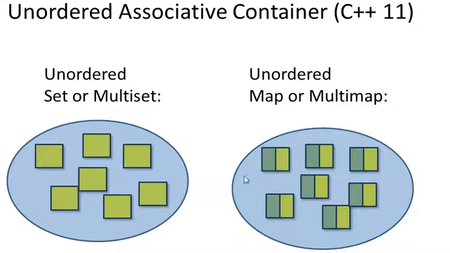C++11 introduces unordered associative containers. There are unordered set or multiset, and unordered map or multimap. Just as the name indicates, the order of the elements is not defined, and it may change over time.